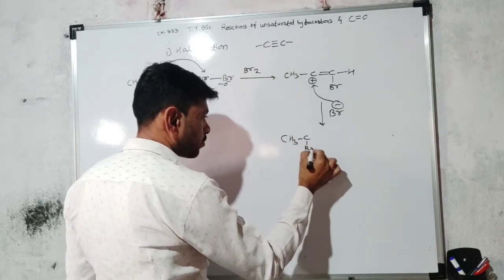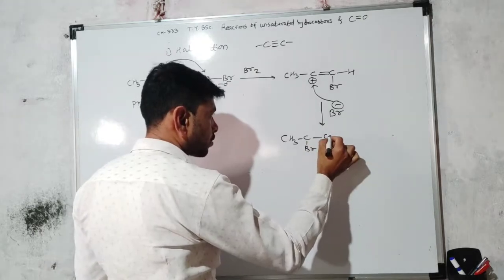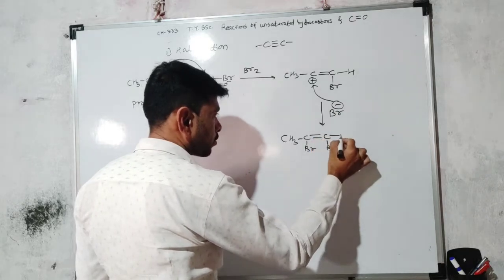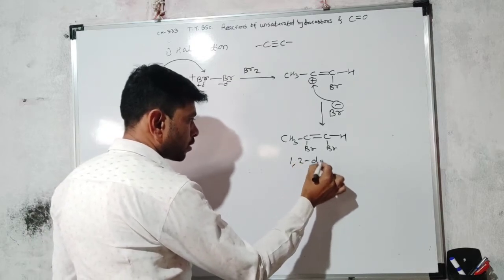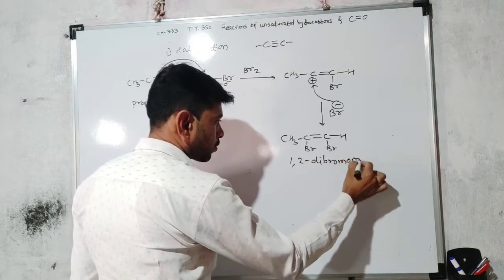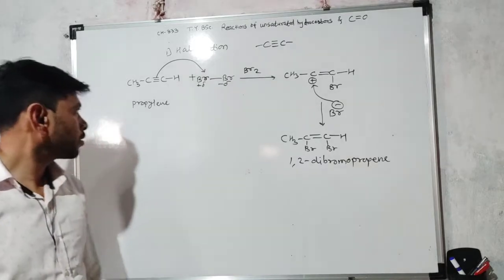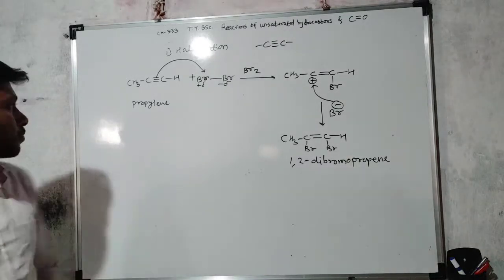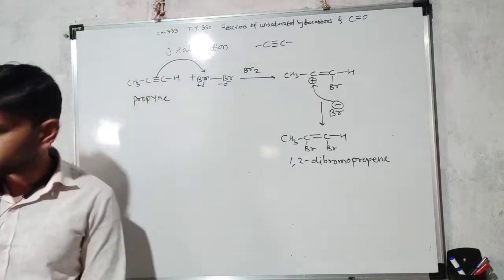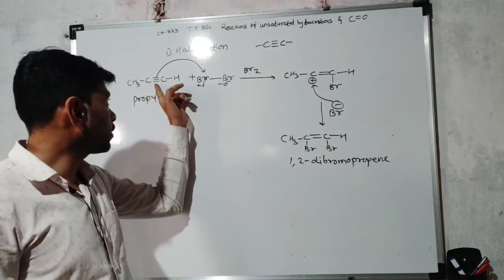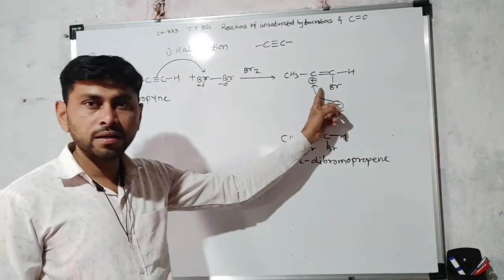CH3 C, here Br, H. Okay, so 1,2-dibromo propene as a product we obtain. We have taken here propyne as a reactant. Now propyne, when the pi electron density is transferred here, the attachment of Br takes place, leaving behind vinylic cation.